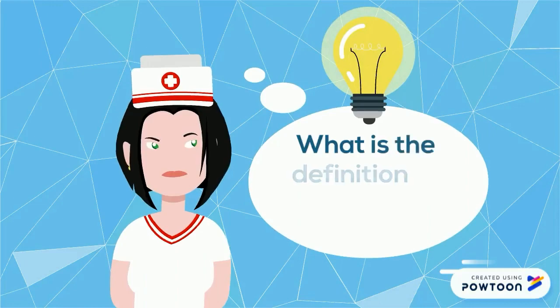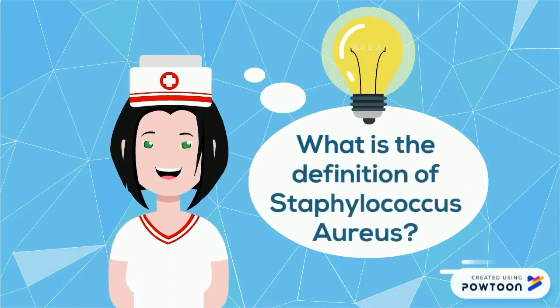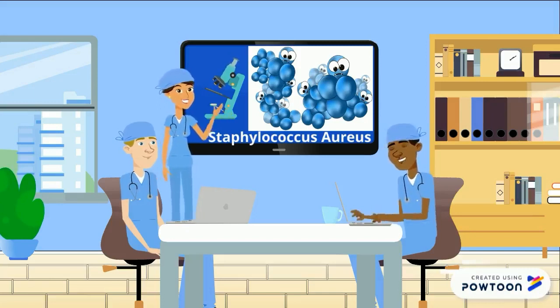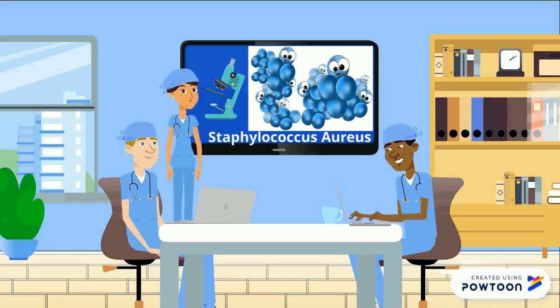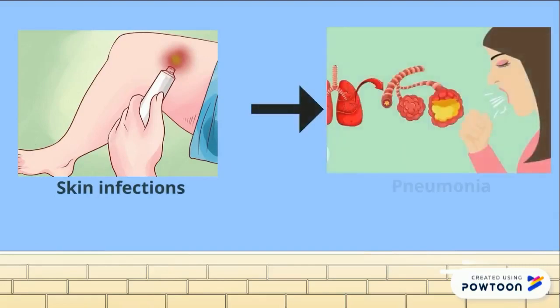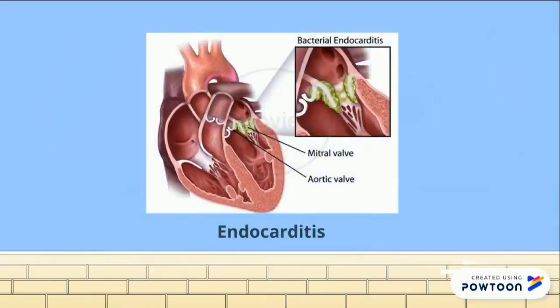What is the definition of Staphylococcus aureus? Staphylococcus aureus is the most dangerous of all of the many common staphylococcal bacteria. This gram-positive, spear-shaped coccal bacteria often cause skin infections but can cause pneumonia, heart valve infections, and bone infections.